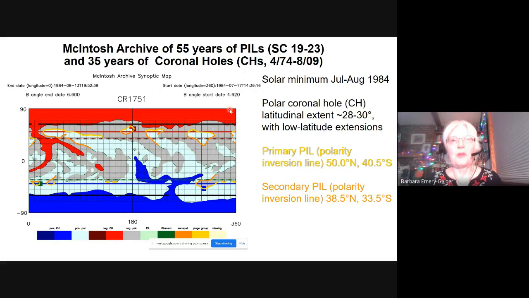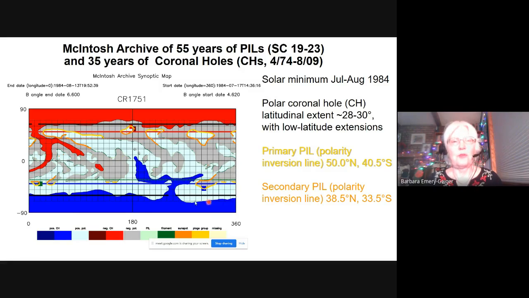This particular map here, Carrington rotation 1751, is for solar minimum in July and August of 1984. What we do is we find the coronal hole starting from the pole, and we go down until we find the coronal hole boundary. And for this case, we only look up to 50 degrees. So when there's a low latitude extension, we don't count that. And this black line is then the median of that coronal hole boundary. And similarly on the south.